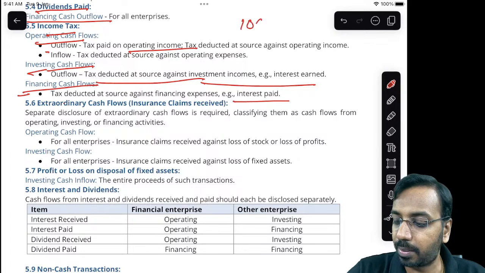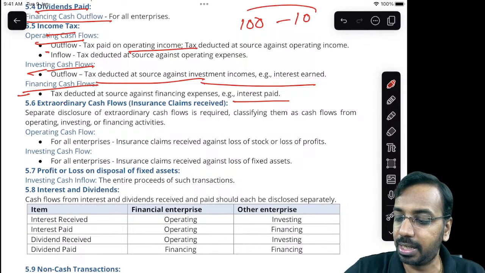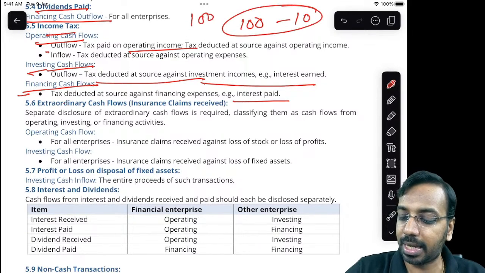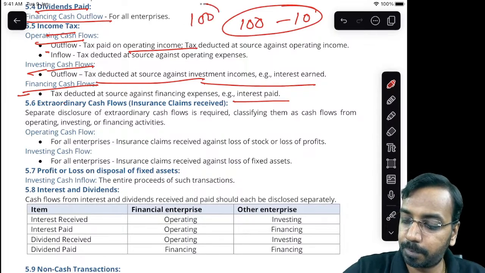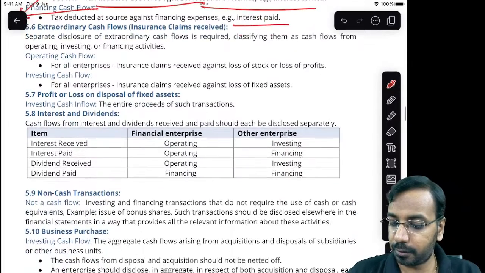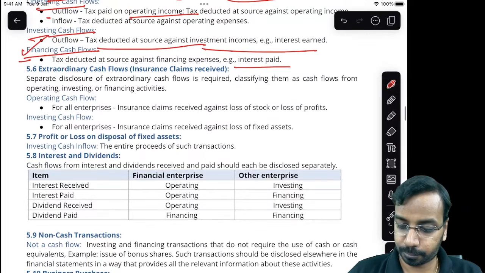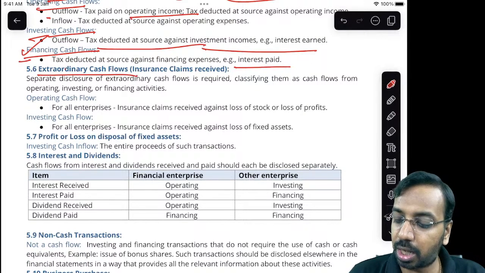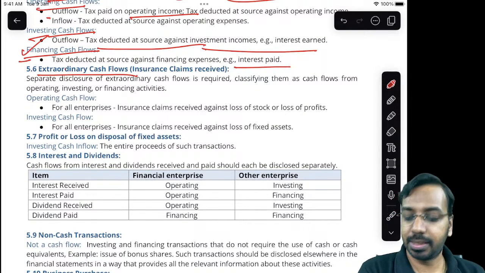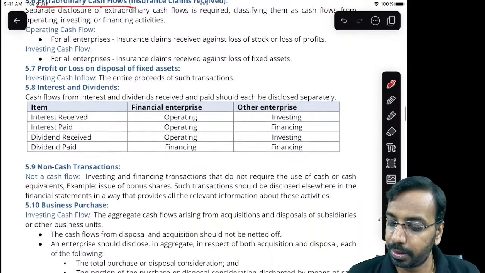Anyway, you will report, for example, 100 is interest paid and 10 is TDS. This entire 100 is your cash outflow from financing activities. If there are extraordinary cash flows, that has to be presented separately, that we already know.